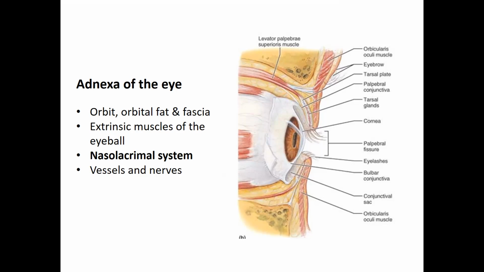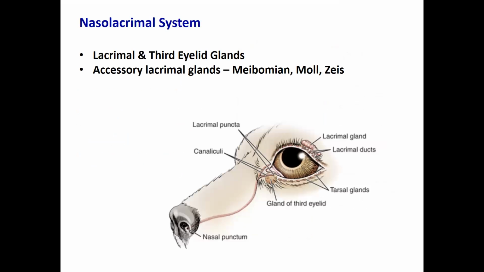There's one more structure which is associated with the eye and helps with its function, and that is called the nasolacrimal system. We'll have a look at it here. The nasolacrimal system is basically a system of glands present around the eyeball, and they produce secretions. These secretions are watery, although they also have certain lipid and mucoid components. These secretions are for lubrication of the eye, because otherwise it would be too dry.